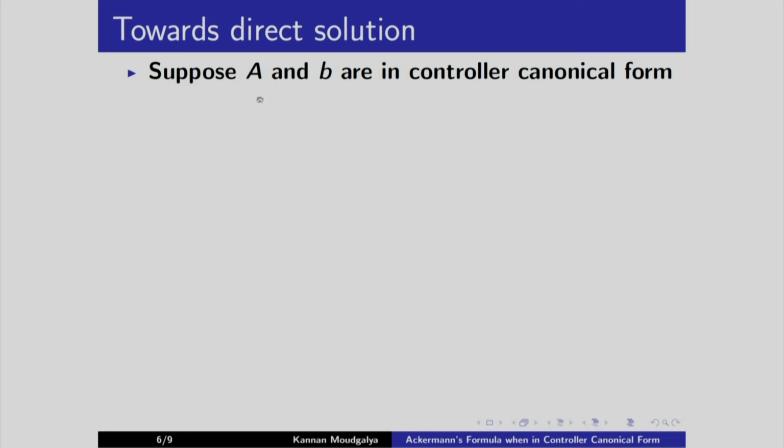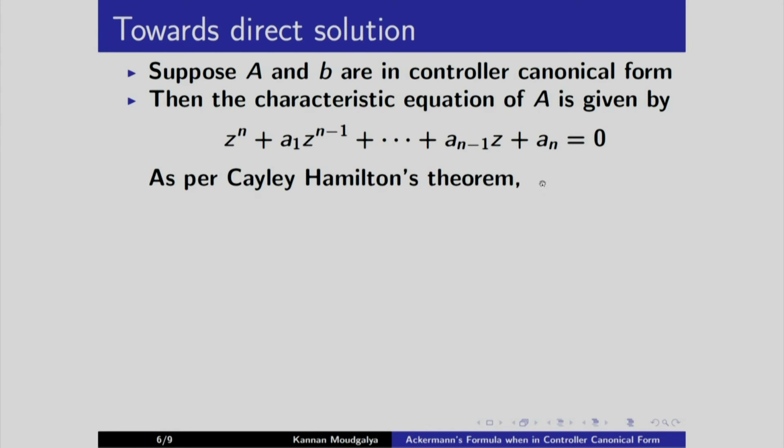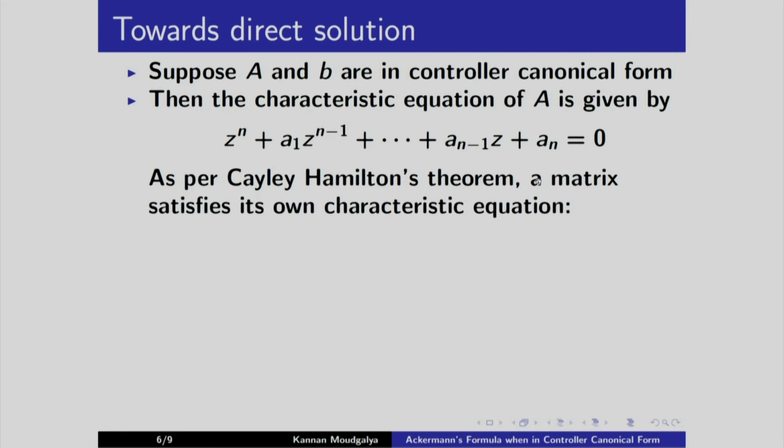So let us do that now. Suppose A and B are in controller canonical form, then the characteristic equation of A is given by this expression. Now let us invoke the famous Cayley-Hamilton theorem, which basically states that a matrix satisfies its own characteristic equation. So in the place of z you substitute A and so on. So this becomes A to the power n plus a1 times A to the power n minus 1, and so on, plus an I equals 0. I is an identity matrix of dimension n, which is the dimension of A also.